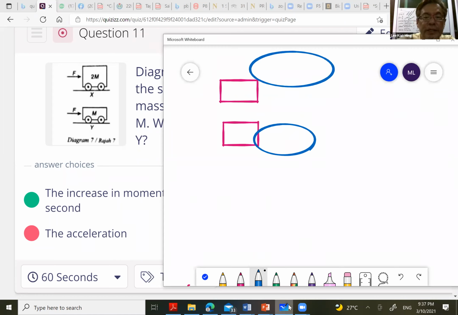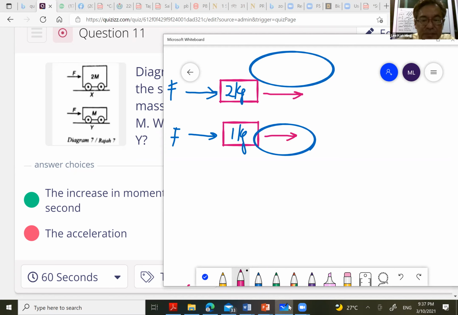So I'm going to put the same force, F, for the first and the second one. Instead of 2m, I'm going to put 2 kilograms at the top and 1 kilogram at the bottom. When it is lighter, 1 kilogram, it will move with a higher velocity. So if this one moves with a higher velocity, it will be 2, and this one moves with a lower velocity because it's heavier, so it will be 1 meter per second.